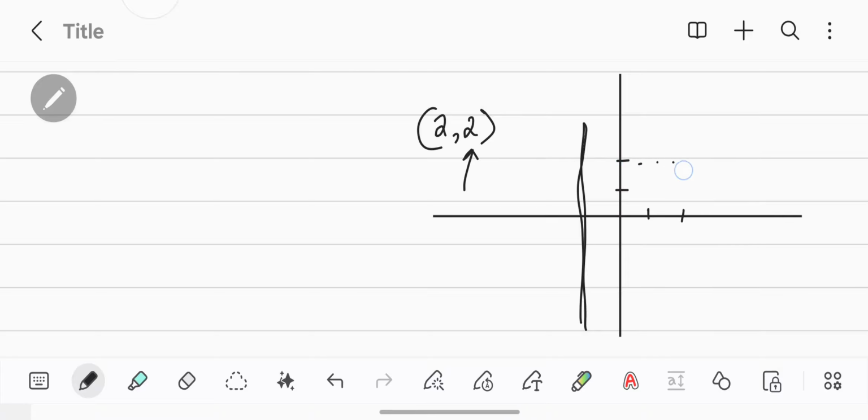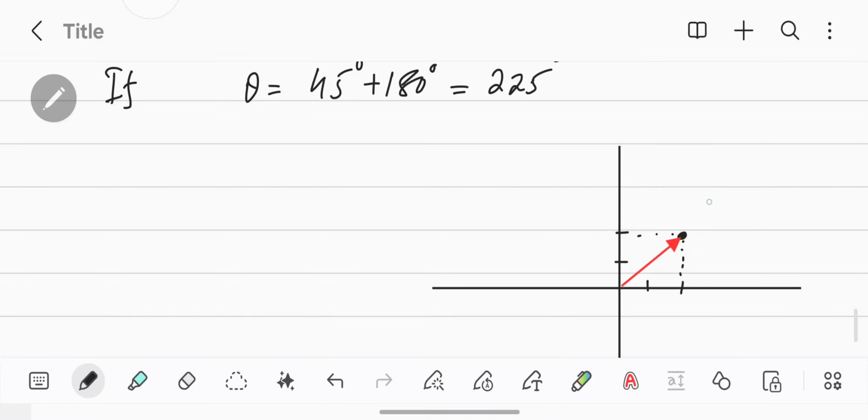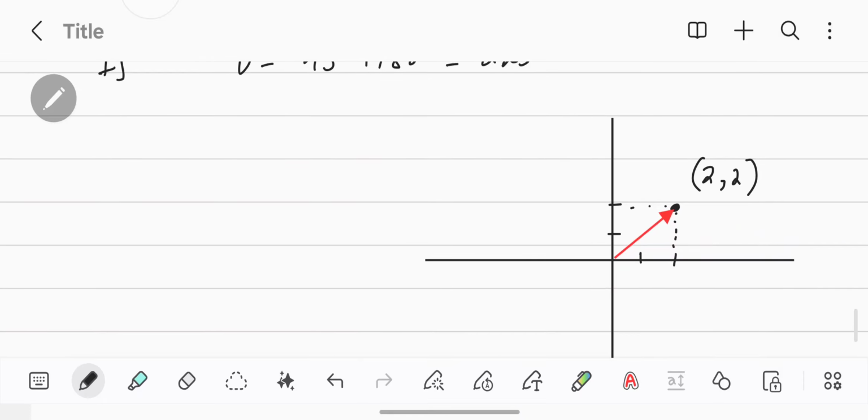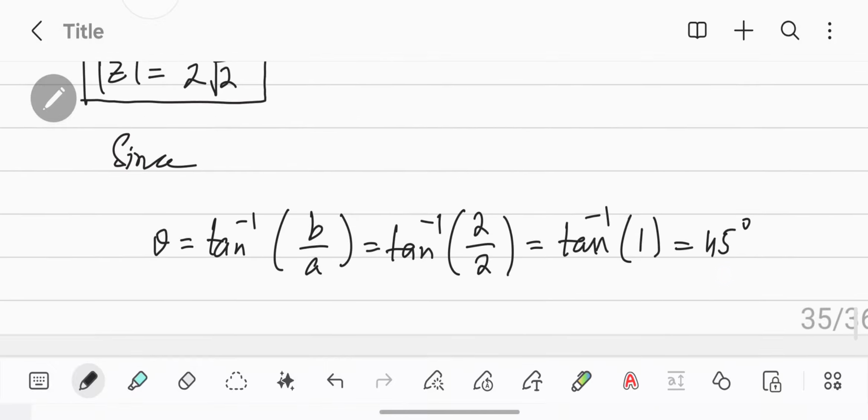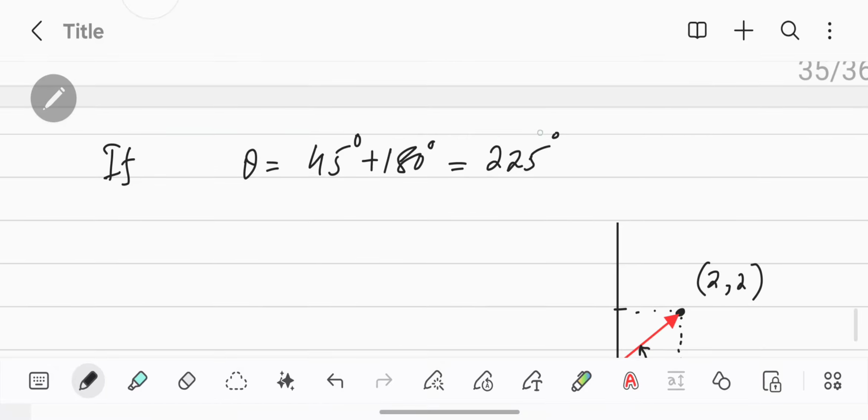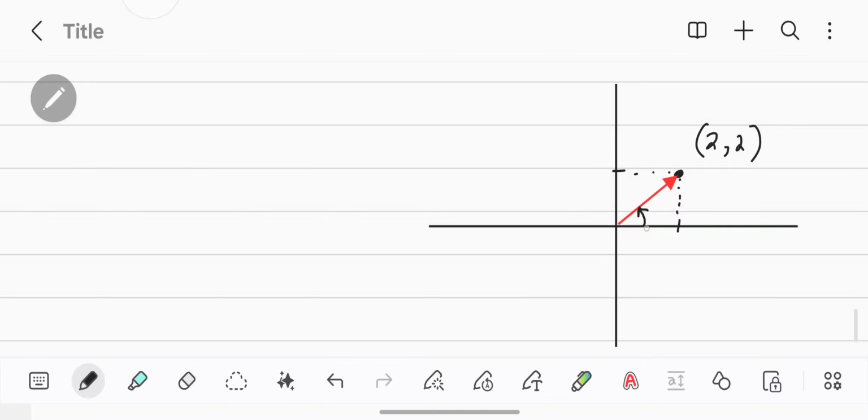So we will join these 2 points. So this is my vector, okay? So my vector is this one. Okay, so I can write here 2 comma 2. Okay, so in the first quadrant, my angle is this one. From 0 to here, I have 90 degrees, but I have 45 degrees and 225 degrees. So from 0 to here, this is 45 degrees. And if I go here, this is 225.